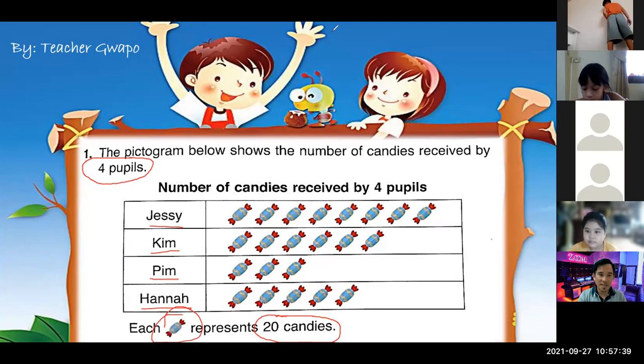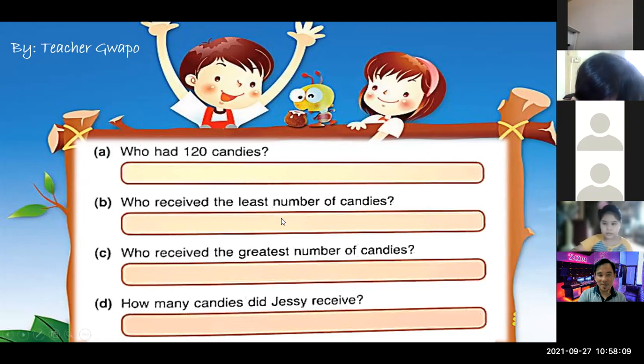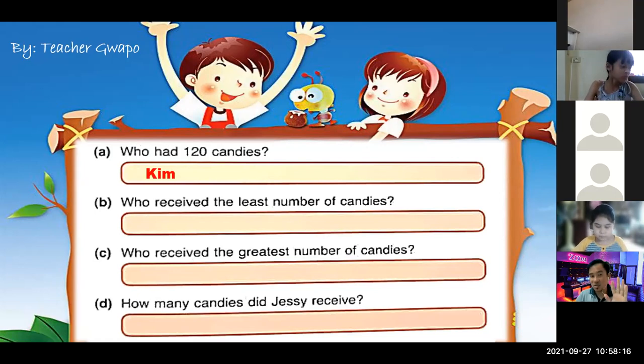Now, we will answer your book. Page 207. Here, who had 120 candies? What is the name of the student who has 120 candies? Kim. Why? Because Kim has 6 pictures of candies, right? So 20 plus 20 plus 20 plus 20 plus 20 plus 20 equals 120 candies.